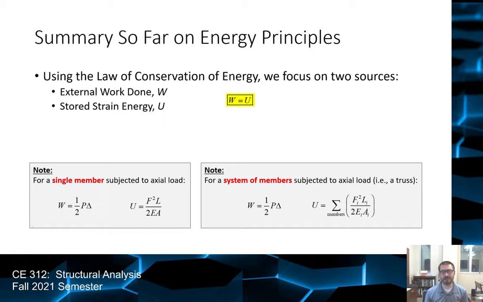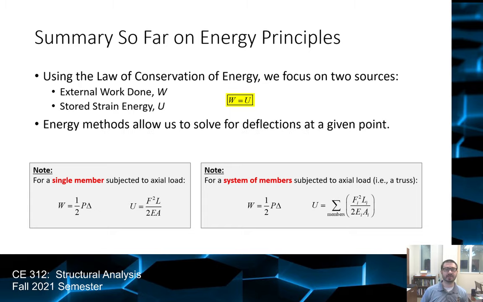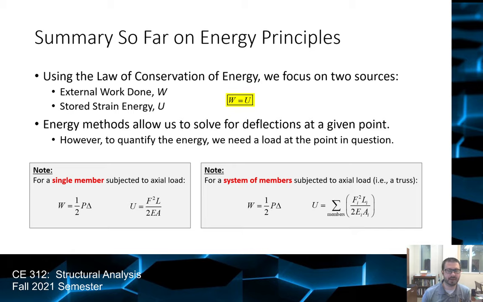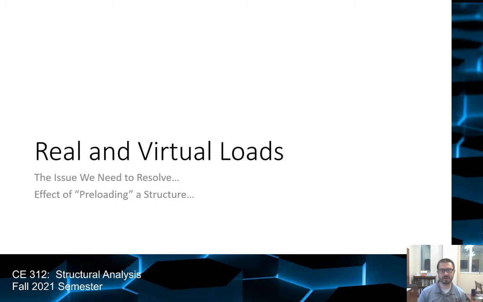The value of the energy method is for a system of members, not for a single member, because the external work done can still be 1/2 P delta, and then the stored energy is just the U value for all the members, F squared L over 2EA, okay? So the value of an energy method is it'll allow us to solve for deflections at a given point. But there's a problem with this formulation. The problem is we need a load at the point in question, okay? And so this sounds like a great idea in theory right now, but we have to adjust this method because we have an issue that we need to resolve.